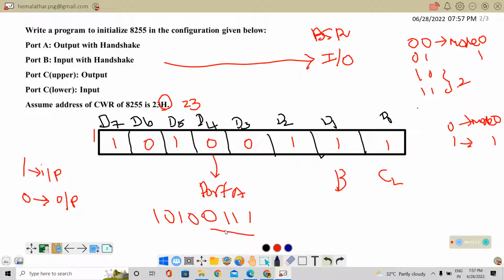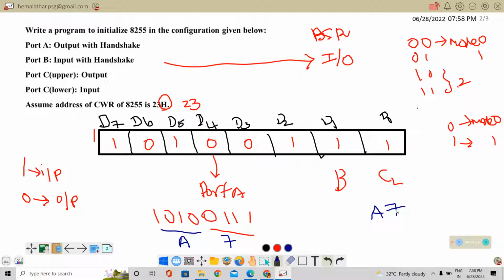0111, your value will be 7. And 1010, your value will be A. It is 10, so your hexadecimal value will be A. So the value you found from the given configuration in the question is A7. So now you have a value.